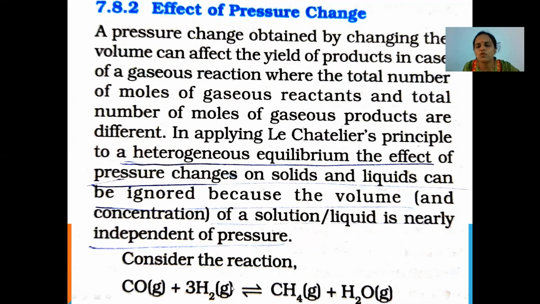Compare the number of moles on the product side with that on the reactant side. If the number of moles on the product side is less in comparison to the reactant side, with increase in pressure the reaction proceeds in the forward direction. As in this case, the number of moles on the product side is 2 and on the reactant side is 4. So 2 is less than 4, and with increase in pressure the reaction proceeds in the forward direction. So this is the effect of pressure change.